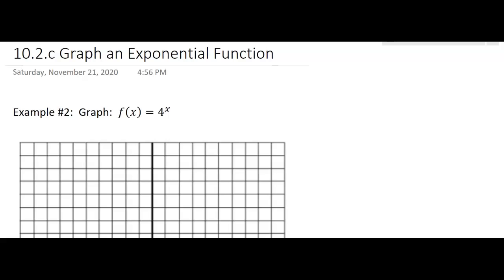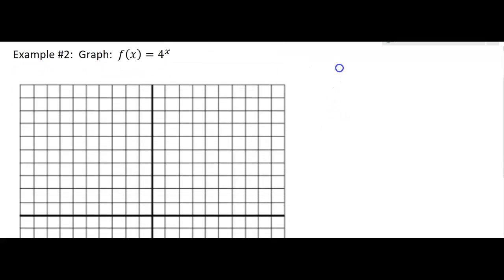Okay, so now we want to graph an exponential function. Now, the value of x could be anything, any real number, so that's the domain. But we'll make a table of values to kind of see what's going on here. So let me make a table of values here. X and f of x.